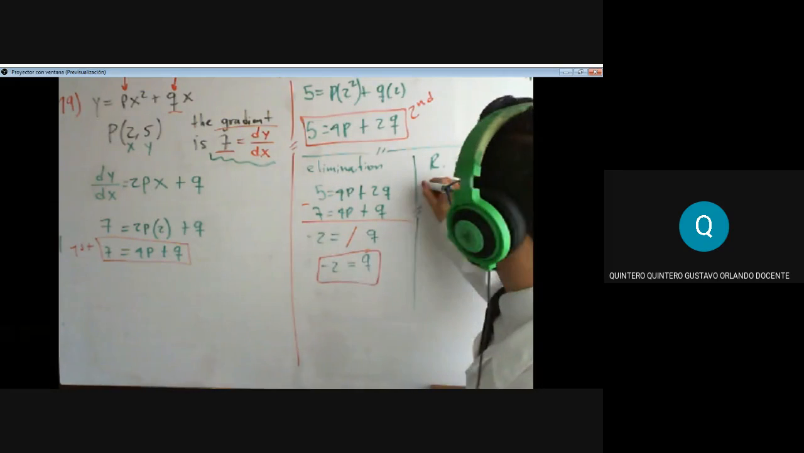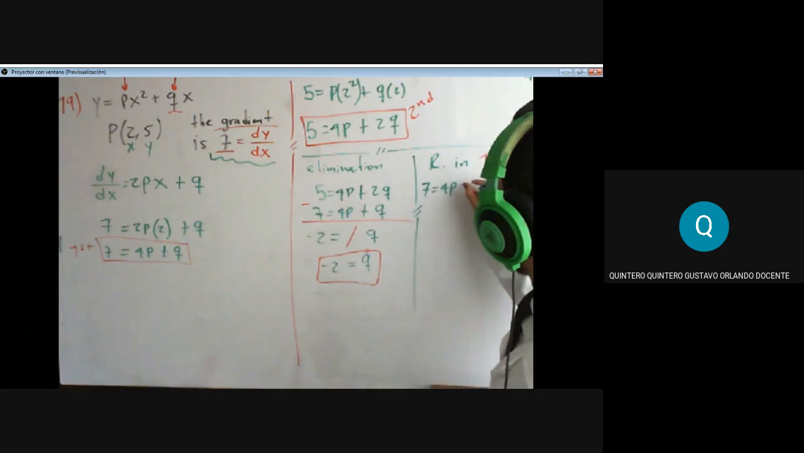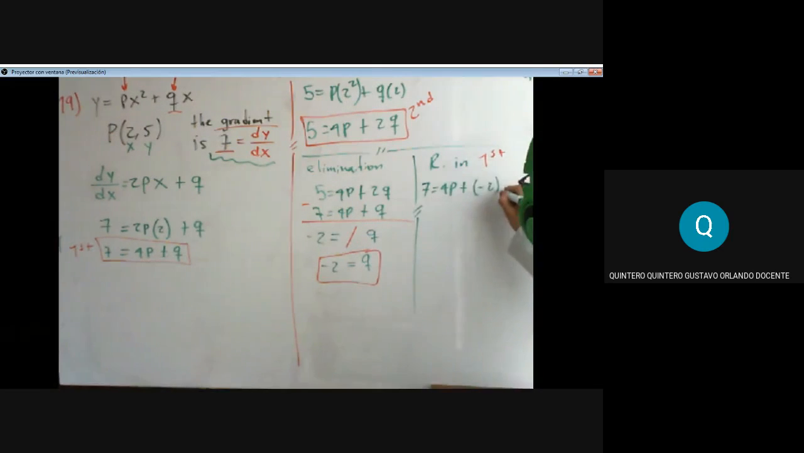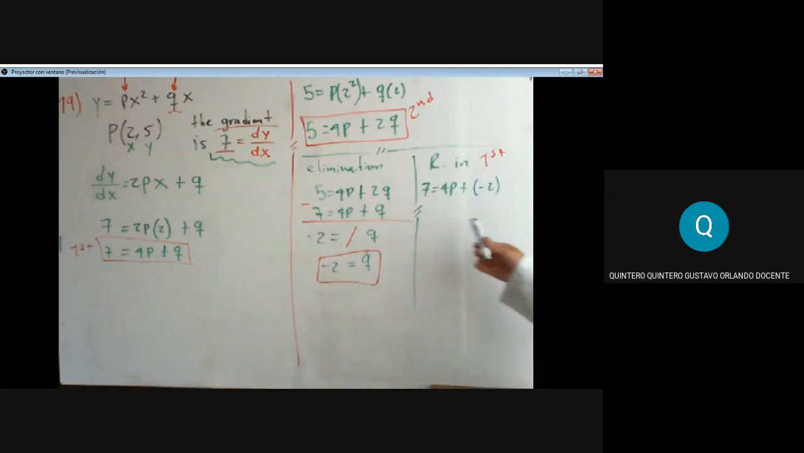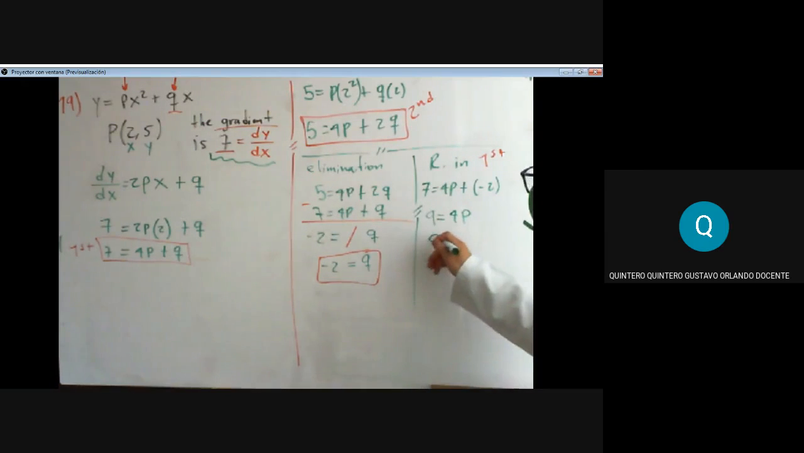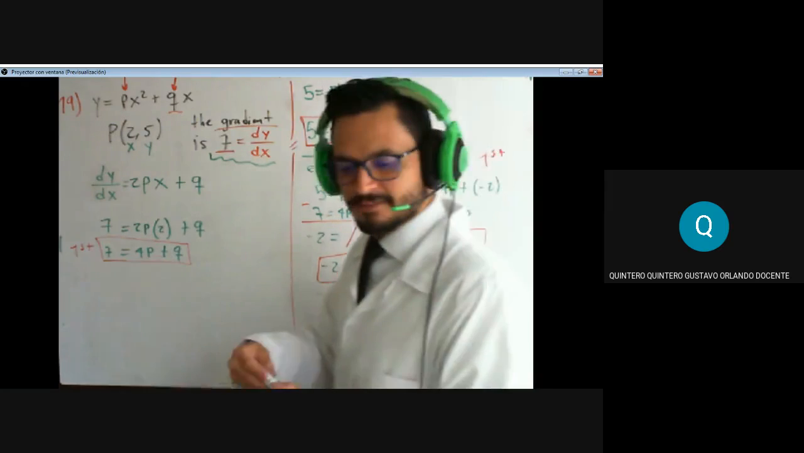I'm going to take the first equation, 7 equals 4p plus q, but now q equals negative 2. So I replace the value of q in the first equation, and all I have to do is isolate p. Pass the negative 2 to add will be 9 equals 4p, and then isolate for p by passing the 4 to divide. So 9 over 4 will be the value of p. And look at this. Now we have the two values. p equals 9 over 4. q equals negative 2.